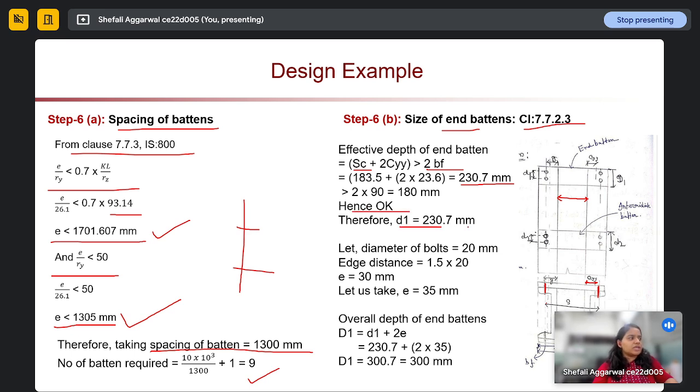So this is our effective depth, and we are assuming the diameter of the bolts used in our end batten as 20 mm. Then edge distance can be calculated as 1.5 into 20. For the safe side, we are taking 35 mm as our edge distance. Then we can calculate the overall depth of our end batten. To the effective depth we have to add 2 times our edge distance, the E value. So 2 times E we will calculate, and then we get the overall depth of our end batten as 300 mm.